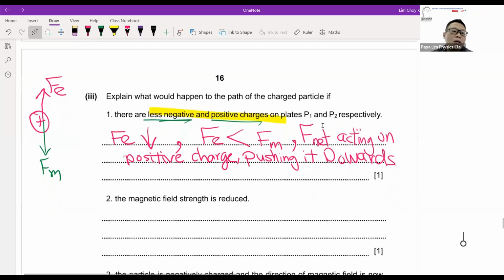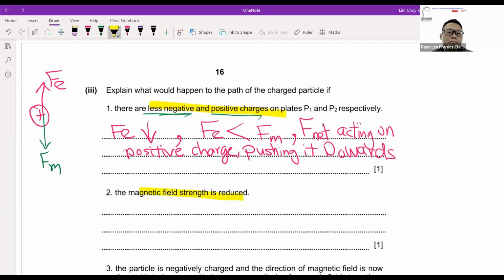Now is the reverse. What happened is the magnetic force is reduced, which means that with the reducing magnetic field, the magnetic force will be reduced. So it will be the same answer as part 1, number 1, whereby the only difference is the direction is different. Now because the magnetic force is reduced, the electric force is bigger than the magnetic force, and the net force acts on the object in the upward direction.